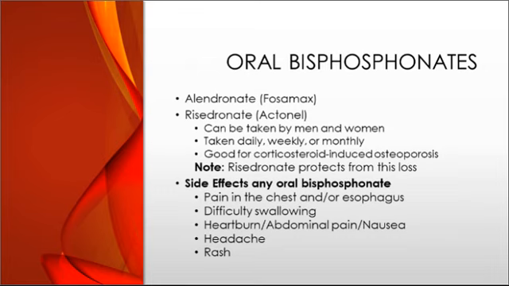Okay, so a couple of the oral bisphosphonates that we will focus on are alendronate, or Fosamax, and risedronate, or Actonel. Risedronate sounds a lot like risperidone, which is an antipsychotic, so do not get them confused. Look at that dronate on the end for a bisphosphonate. These two, alendronate and risedronate, are oral bisphosphonates. They're taken by an oral route. Both of these can be taken by men or women because men do get osteoporosis for multiple reasons.